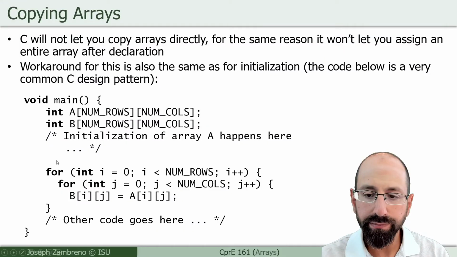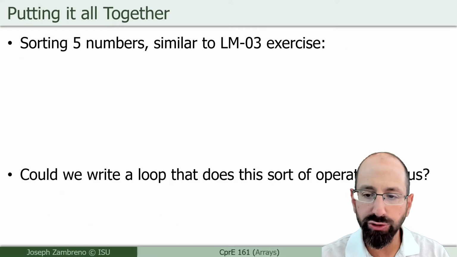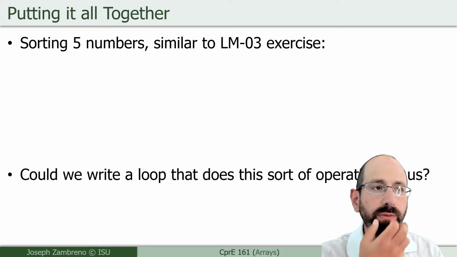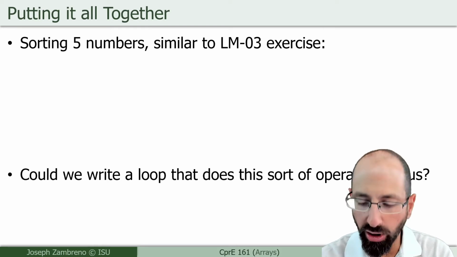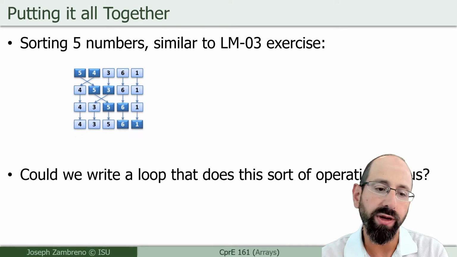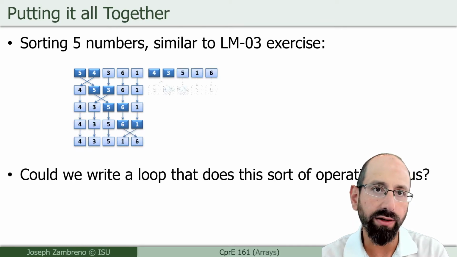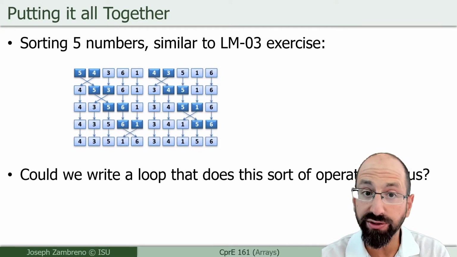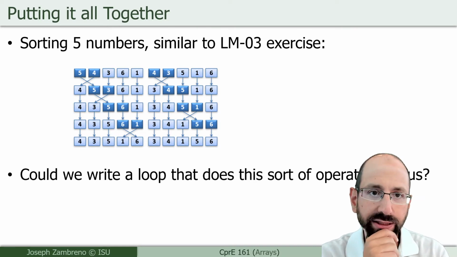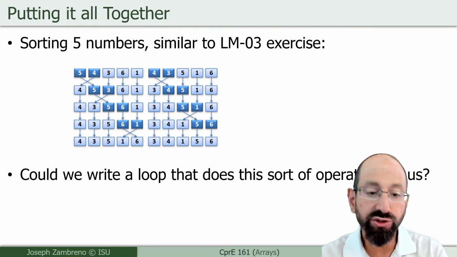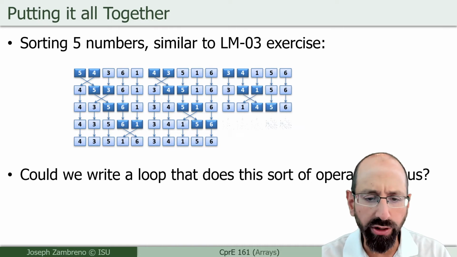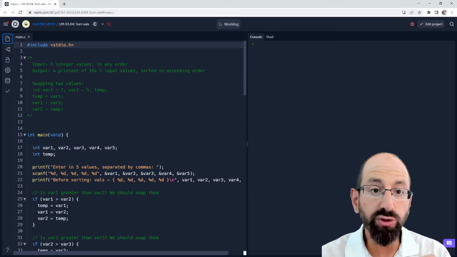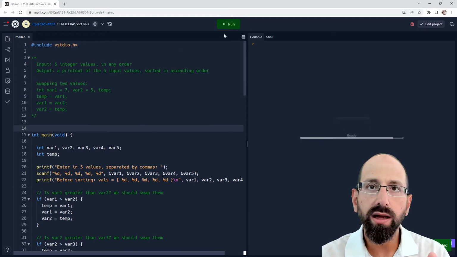have here. Let's attempt to put it all together and look back to learning module 3 where we were sorting all of 5 numbers, right? We don't need to see the whole visualization. We were using bubble sort and we were attempting to sort 5 values. I have the code here. I can bring it back up. This was sort vals back from LM-03.